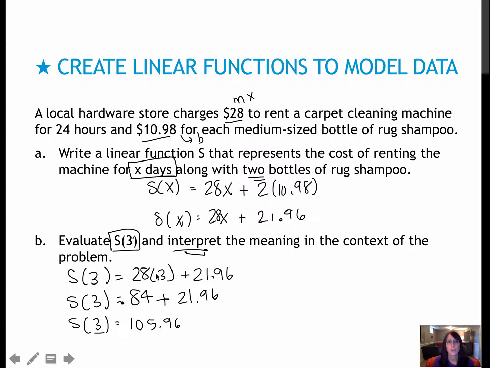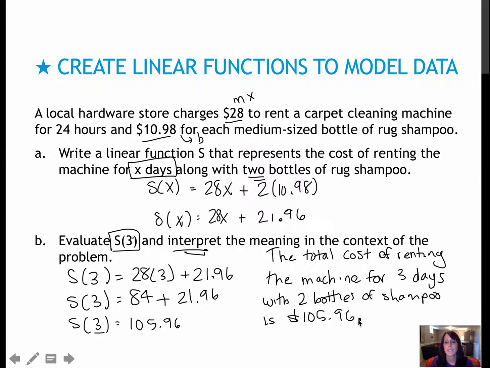So by plugging in 3, that tells me that was 3 x's, so 3 days. And S of x is then 105.96. So the cost for renting the machine for 3 days is $105.96. So that would be the sentence that I would write. And again, I'm just interpreting that I plugged in 3 and 105.96 came out. So the total cost of renting the machine for 3 days with 2 bottles of shampoo is $105.96.